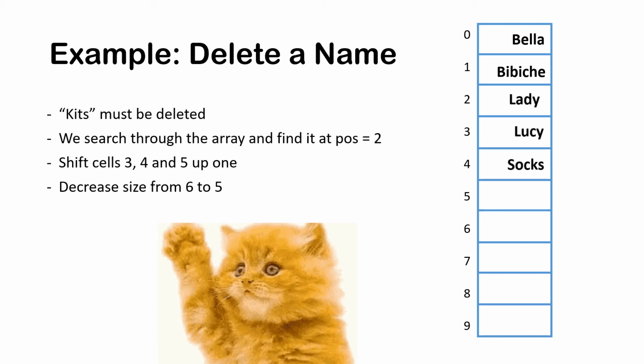Please note that when we say we shift, that means we copy the cell from one cell to the other. Actually, socks would still be written in cell 5, but we're ignoring it. And I've shown it this way just for simplicity's sake.